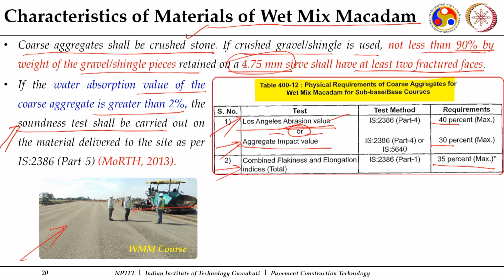We will discuss more about them when we discuss the construction aspects. So, if more than 2% of water absorption is there, you can go for wet aggregate impact value. Along with it, it has to be checked for your soundness test to ensure that it is durable enough. So, this completes the discussion, especially in terms of the requirement of the materials to be used in your granular courses.